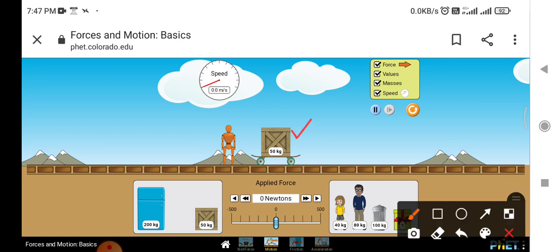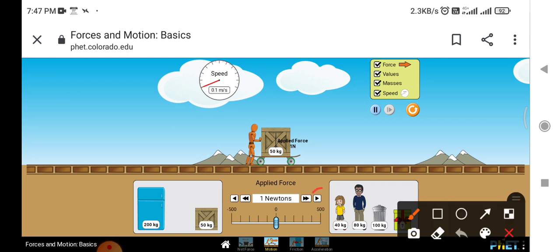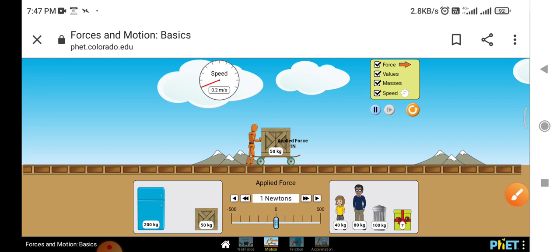Now the object is at rest. So how can I change the object from rest to motion? When I apply force on this object, the object will move. How much force is required to move? Shall we check? Yes. See here, I touch this button. When I touch this button, the value of the Newton will change. Look.